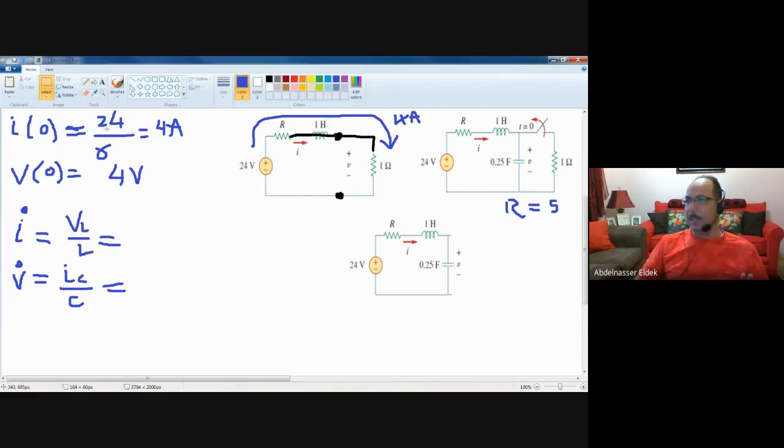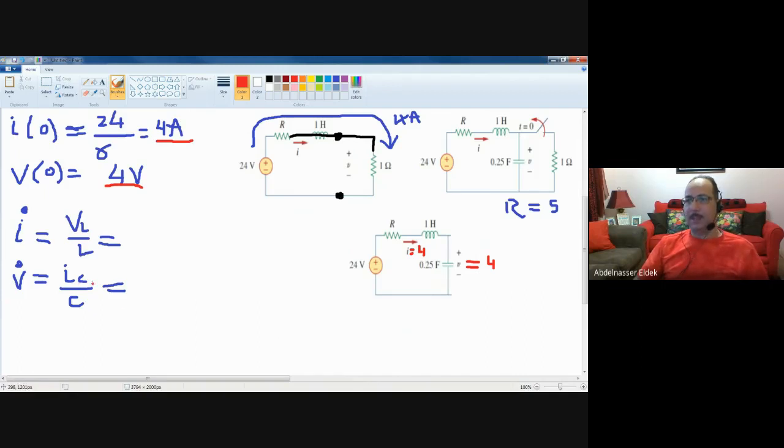So we draw the circuit now. Let us put the data that we have. The current is 4 ampere, so I equals 4. This current is 4 ampere. And the voltage equals 4 volt. As I said, this one will not change suddenly. So the voltage is 4 and the current is 4. Okay, so we have all the data now.